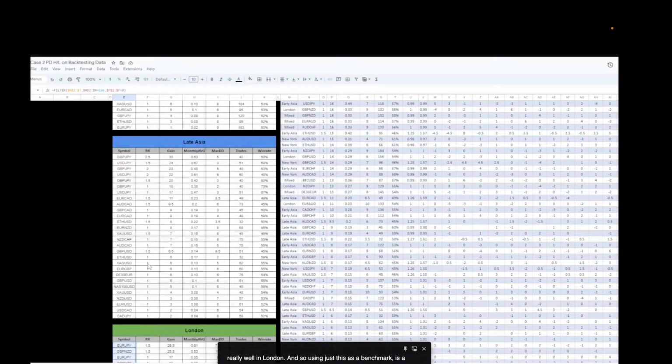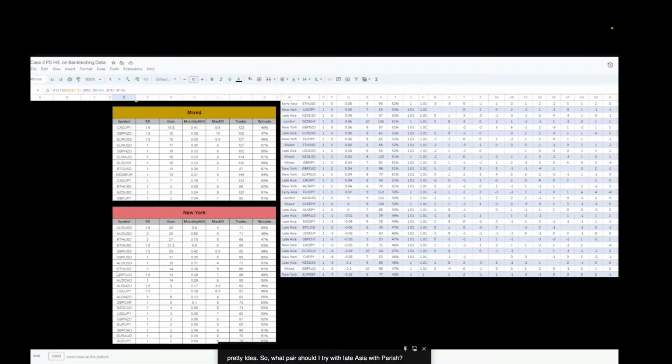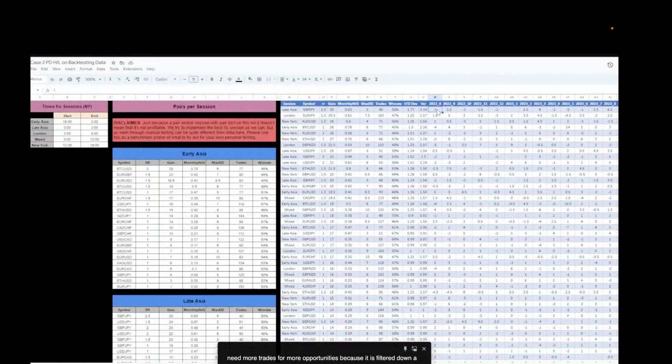So what pairs should I try with late Asia? What pairs should I try with early Asia, London, mixed, New York? You could start off with this, and then from there, expand out if you need more trades for more opportunities, because it is filtered down a lot, right? This is 6 months of data. So this is data back from August of 2022. So we go back a good while, and it's not all that many trades, but if you can combine a good majority of quality pairs, then you'll be firing on all cylinders.